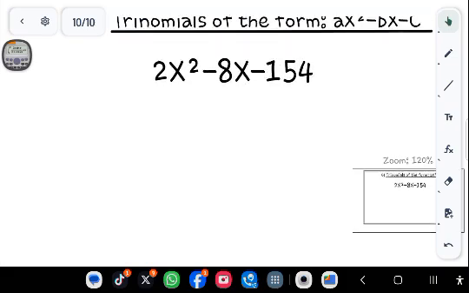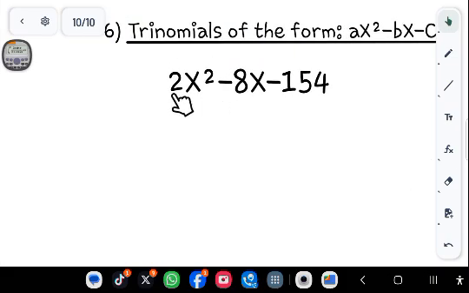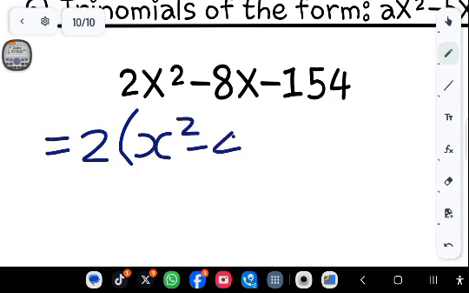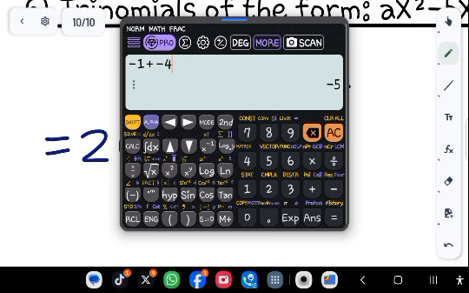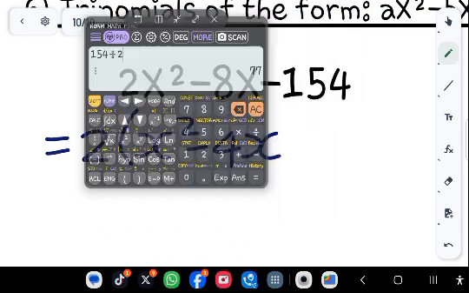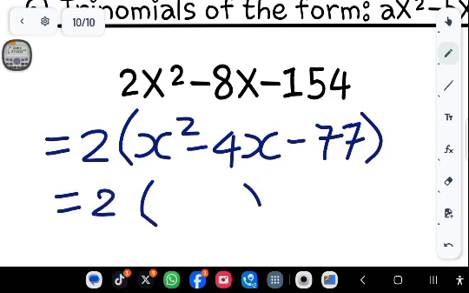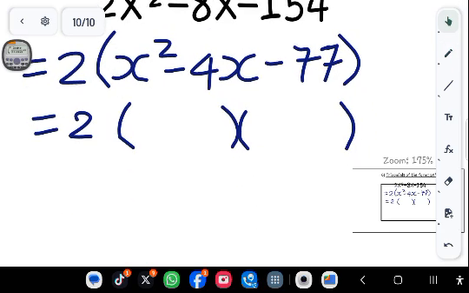Now the last slide is when you have something else besides 1 in front of x squared. Always check out if you can take out a common factor. The most common factor here is 2. That leaves us with x squared minus 4x. And over here, let's divide 154 by 2 to see what we get. If we divide this by 2, that gives us 77. So that is what we get, negative 77. And what we do now is we factorize the trinomial inside the bracket.